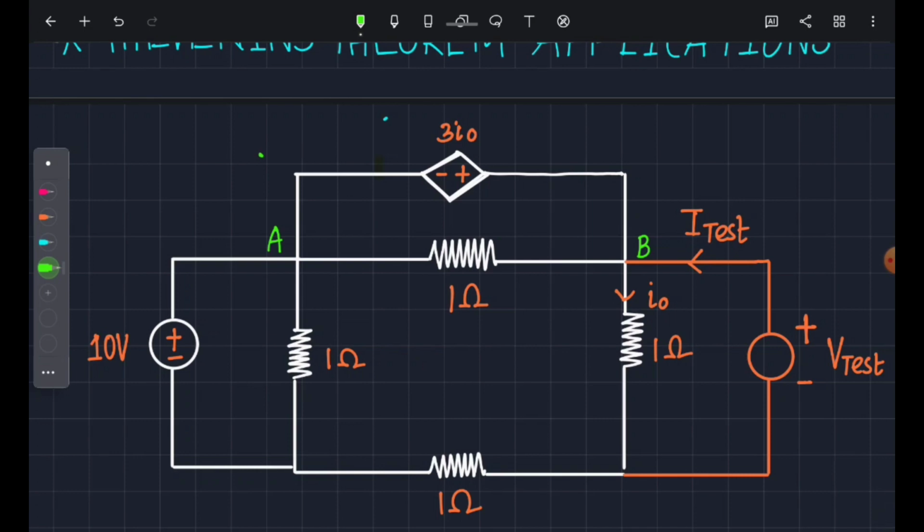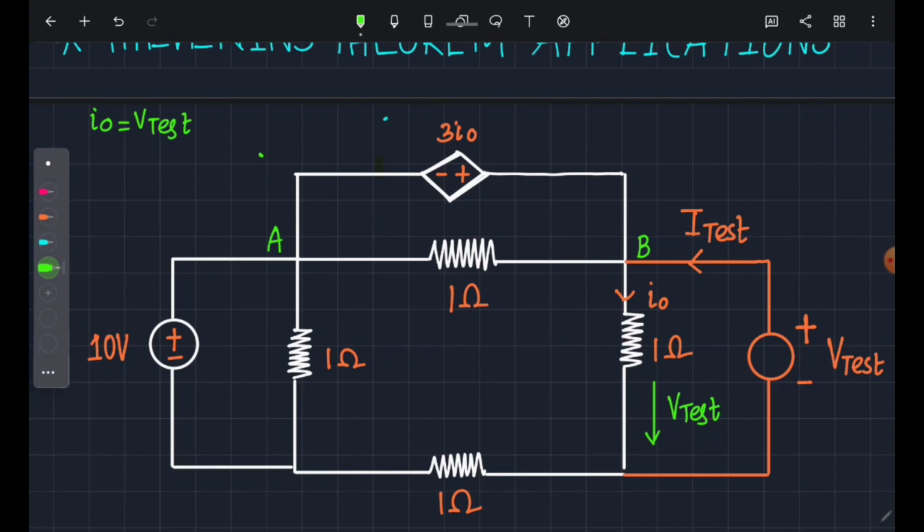So we see through the 1 ohm resistor we are having a current I naught. But if we take a closer look, we see that the voltage across the 1 ohm resistor is also V test, right? So the current that will be flowing through this is nothing but V test, correct? Now, since I naught and V test are flowing in the same direction, and through the same branch, we can say that I naught is nothing but V test. These two currents are the same.